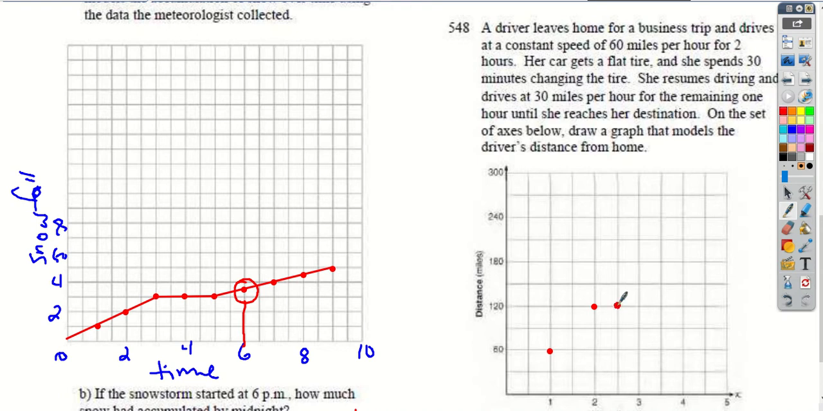Okay. He resumes driving, now at 30 miles an hour for 1 hour. So from 2:30 to 3:30, right? He's going 30 miles an hour. So after an hour, I should have traveled 30 miles. So if this is 120, 120 plus 30 would get me to 150. Okay. So if each of these dots is essentially 60, we want to go up for 1 hour, we're going to end up 30 miles ahead. So we should be right here.